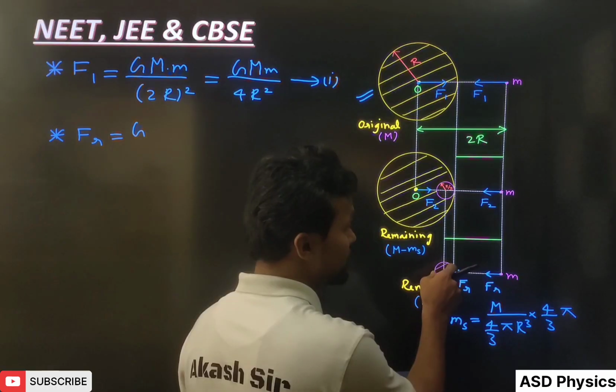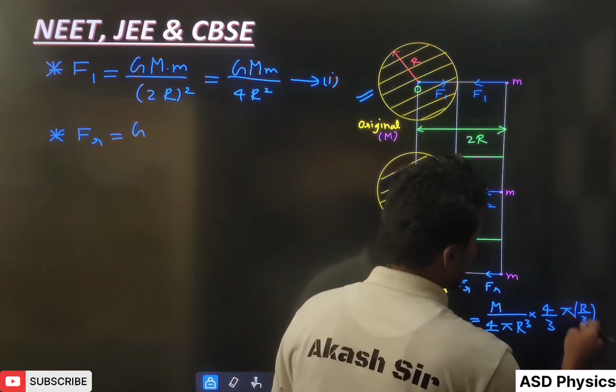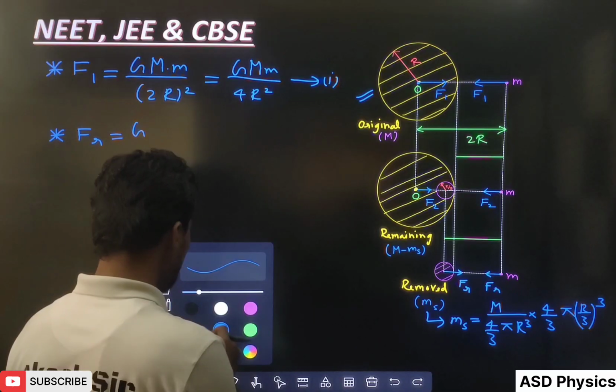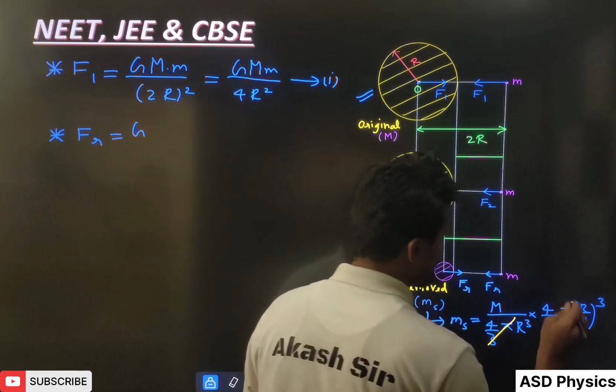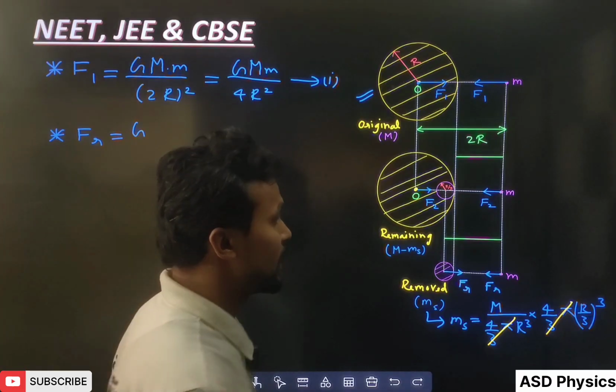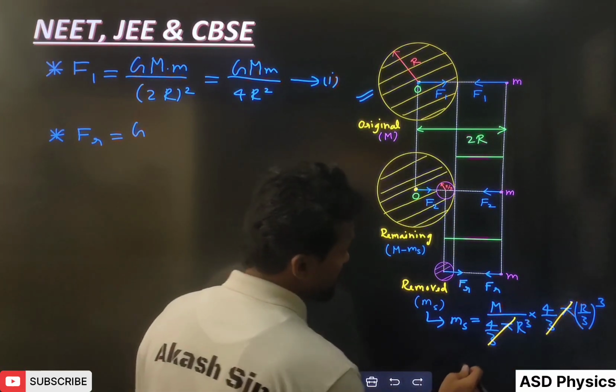What is the radius of this removed sphere? You know very well, r by 3. Is it whole cube? So you can see very well what things will cancel out. You can see this 4 by 3 pi, 4 by 3 pi will cancel out here. And here you can see r cube, and this r cube will also cancel out.